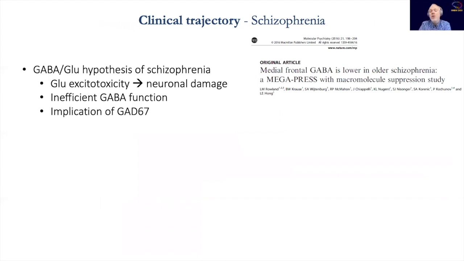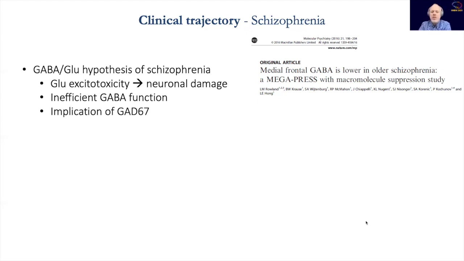GABA and glutamate have also been a strong topic of investigation in schizophrenia, and a variety of theories point to deficits in both excitatory and inhibitory neurotransmitters in this condition. So for example, glutamate excitotoxicity might lead to neuronal damage, it might lead to cognitive deficits, and abnormal glutamate receptors on inhibitory interneurons might lead to inefficient GABA function and to hyperdopaminergic and glutamatergic function. In addition, GAD67 has been suggested to be affected in schizophrenia as well.